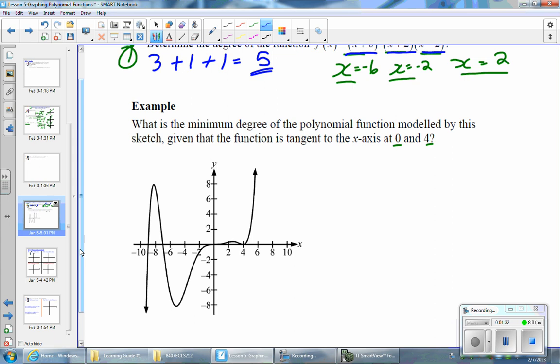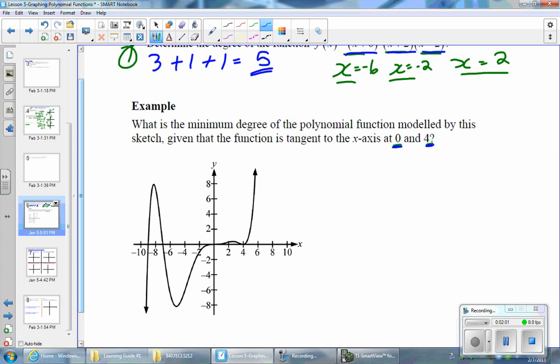So let's actually look at another example here. It's a little more complicated because we are working with a graph. So it says, what is the minimum degree of the polynomial function modeled by this sketch, given that the function is tangent to the x-axis at these 2 points, 0 and 4. So to find the minimum degree of the polynomial function, what you want to take a look at is the types of behavior that you see at the x-intercepts. And that will give you the multiplicities, hence that will give you the degree.